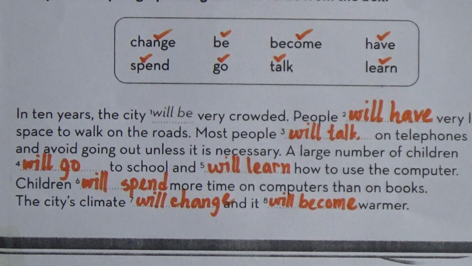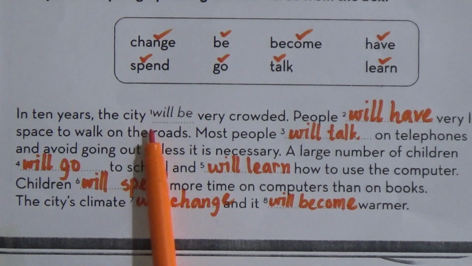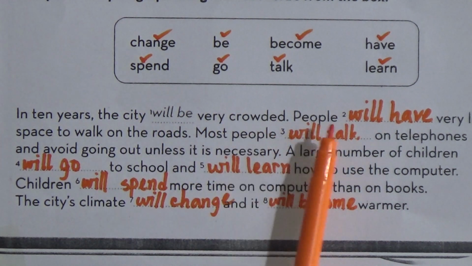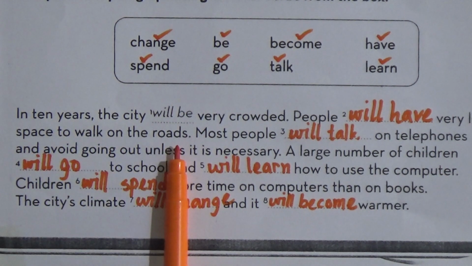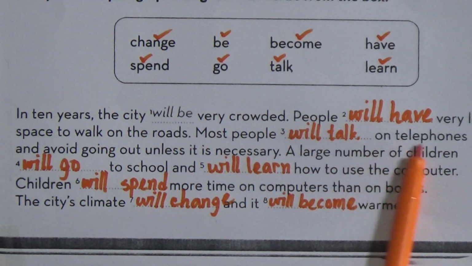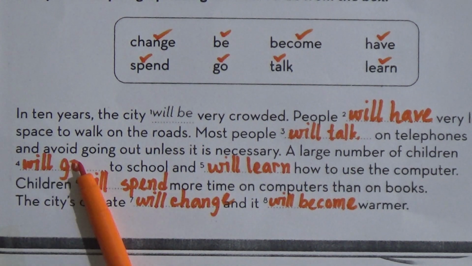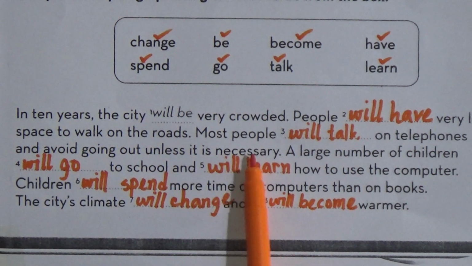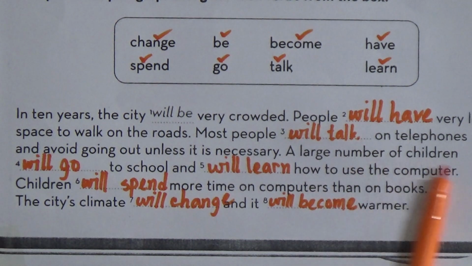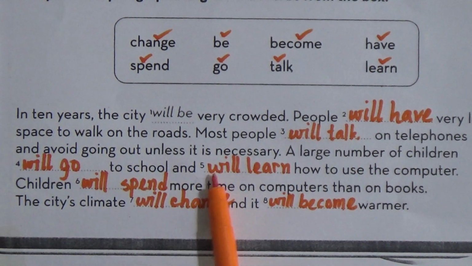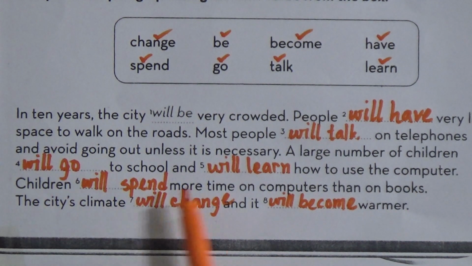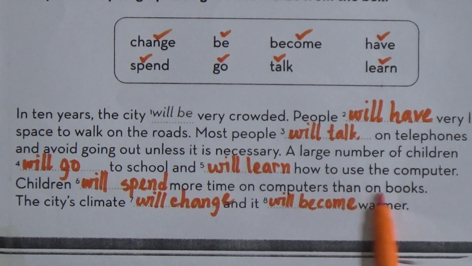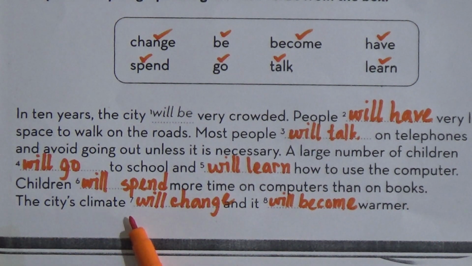So let's see the paragraph again. In 10 years, the city will be very crowded. People will have very little space to walk on the roads. Most people will talk on telephones and avoid going out unless it is necessary. A large number of children will go to school and will learn how to use the computer. Children will spend more time on computers than on books. The city's climate will change and it will become warmer.